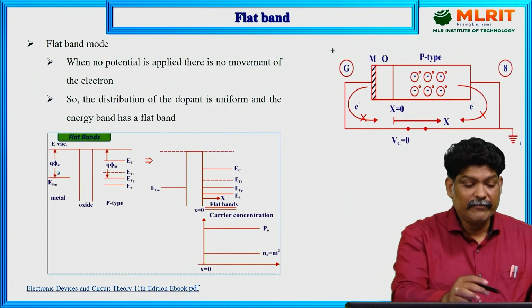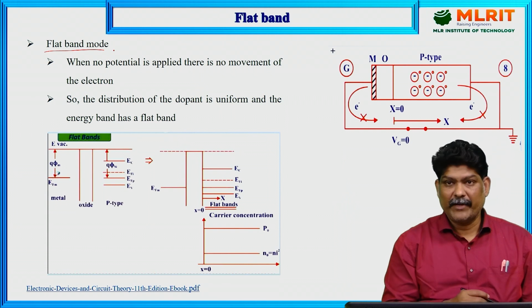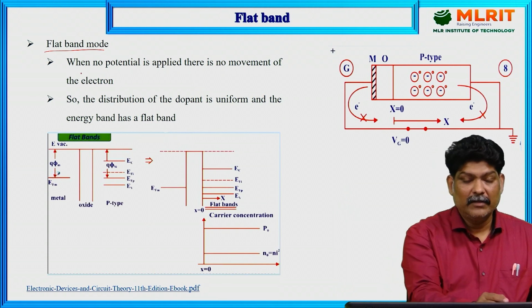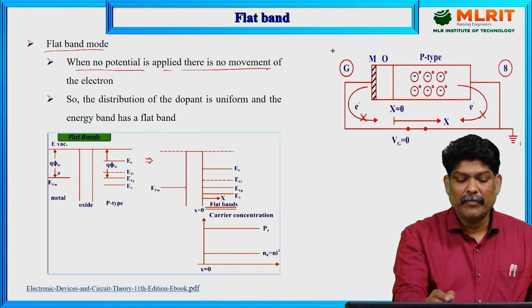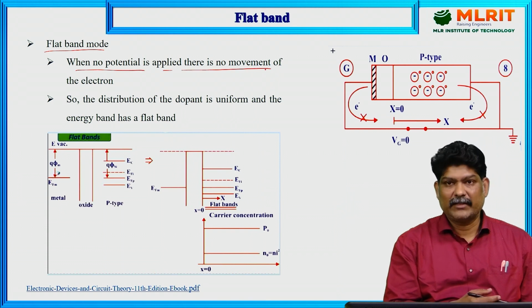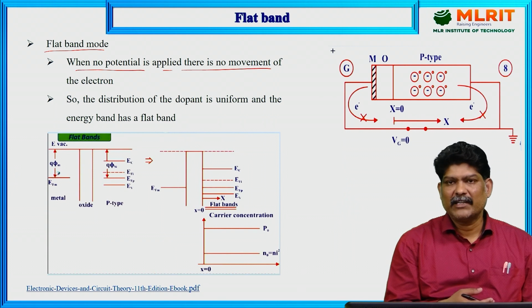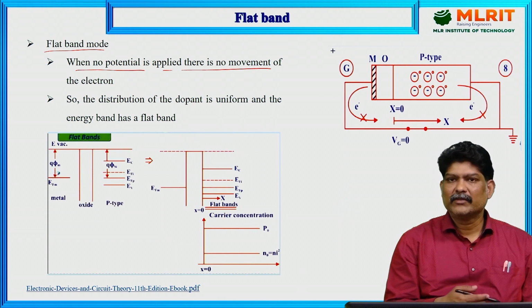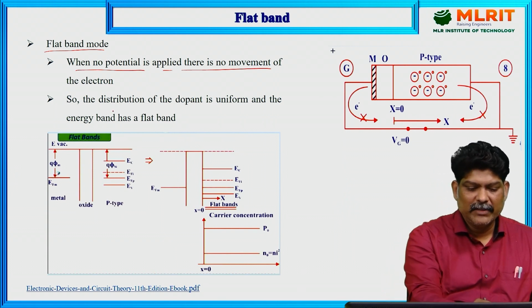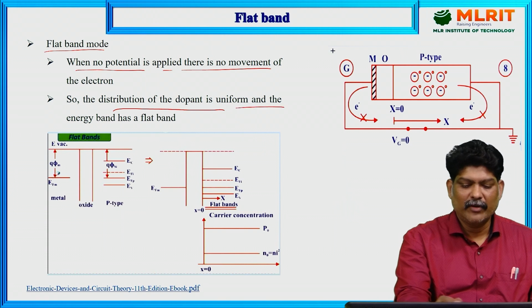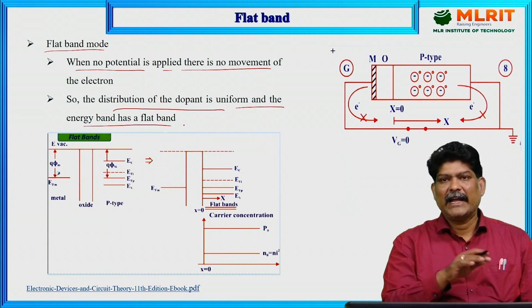Coming to the flat band mode operation. Flat band mode means no potential is applied, so there is no movement of electrons. That means no movement of charge particles, so no current flows. The distribution of dopant is uniform and the energy band is flat.